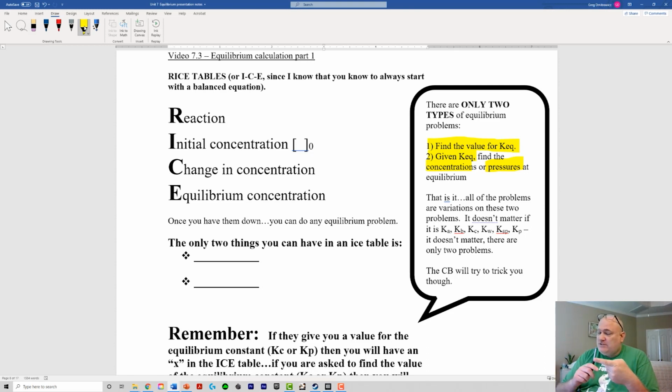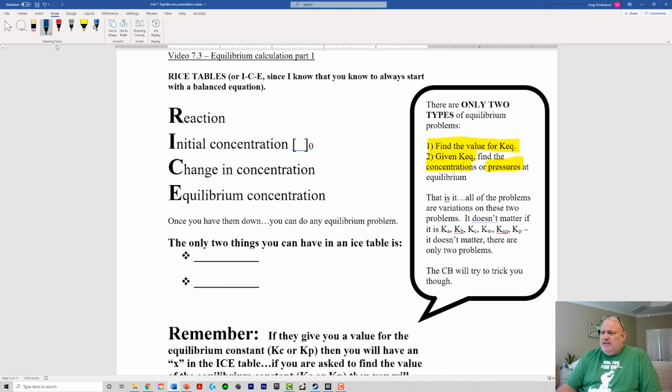Either they're going to ask you to solve for the K, in which case they're going to have to give you all of the other variables, or they're going to ask you to solve for concentrations or pressures given the K. So how do we do that? Well, the primary way we do that is with something called an ICE table or a RICE table. I'll explain what that acronym means in just a second. And once you figure this out, you're going to roll through this stuff.